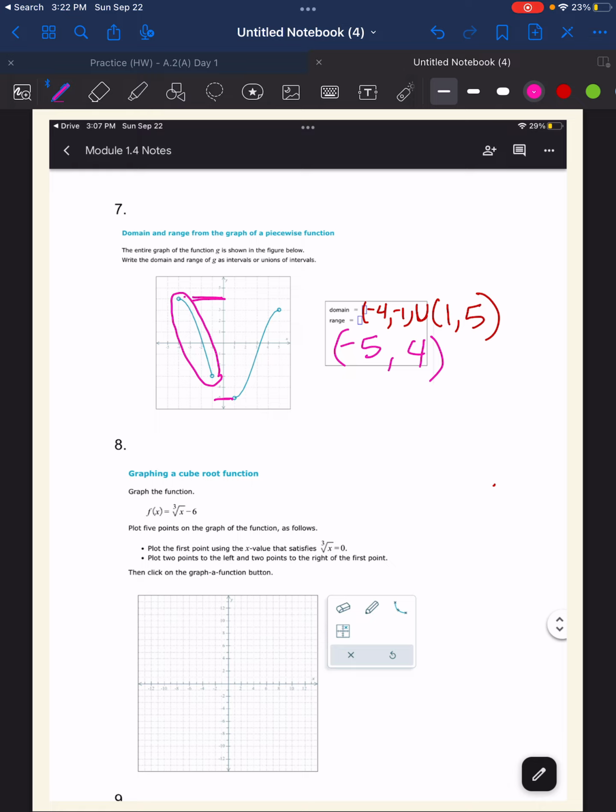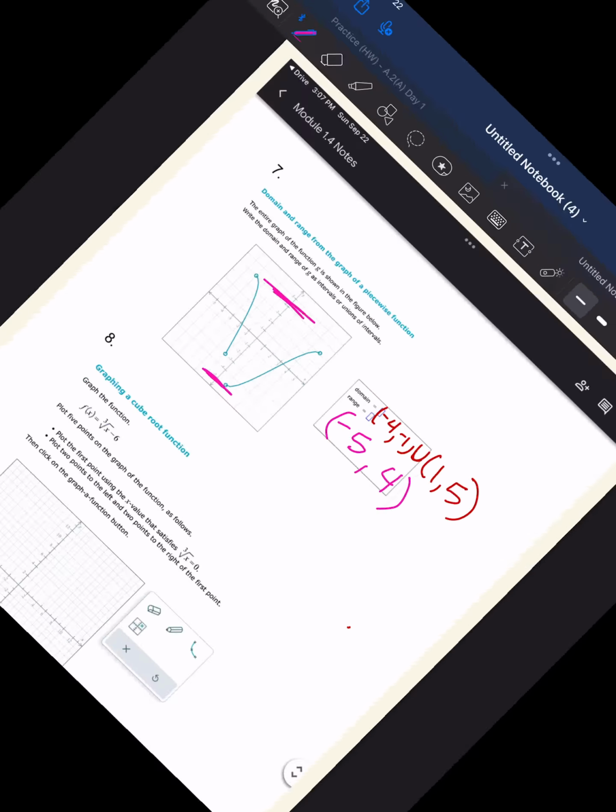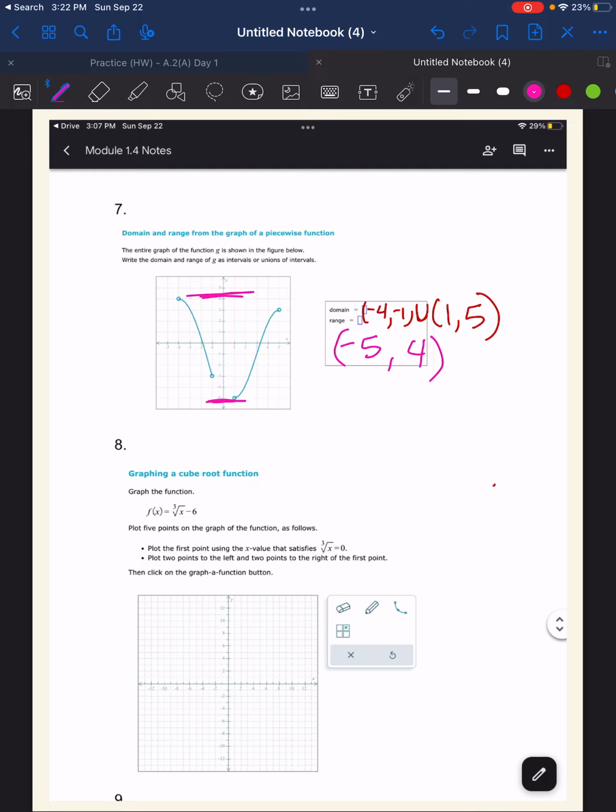And we're only doing 1 because there's no gap. There's no separation. Remember, on our domain, we had stopping here and starting here. So you have that gap for domain. But since we're talking about range, there's no gap in between -5 all the way up to 4. All right. We're going to keep it pushing on to 8.